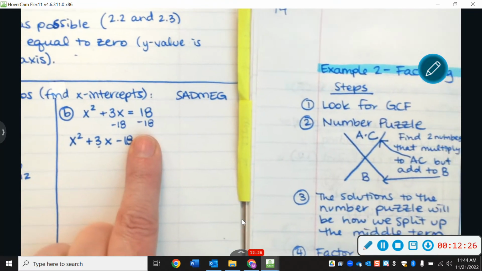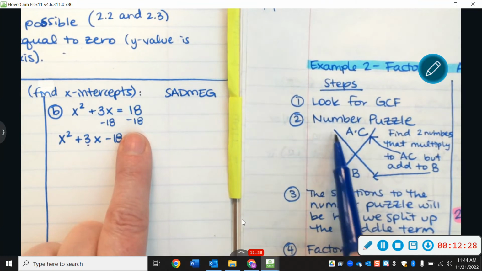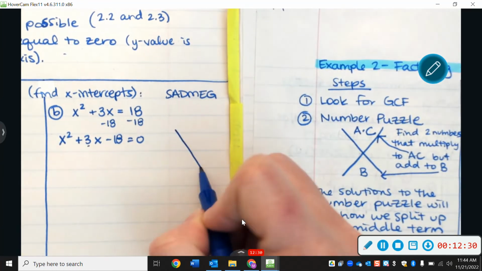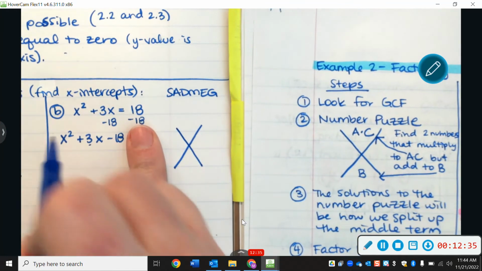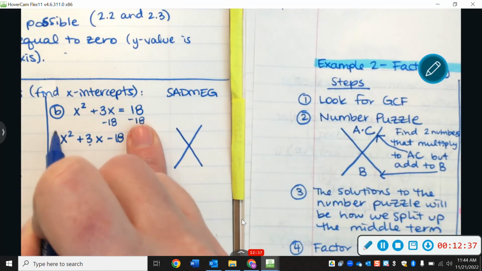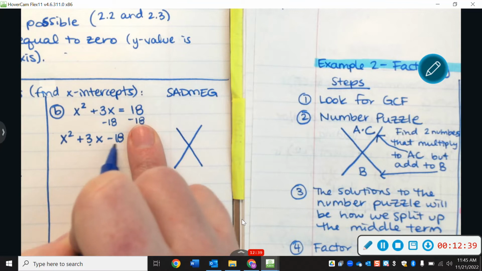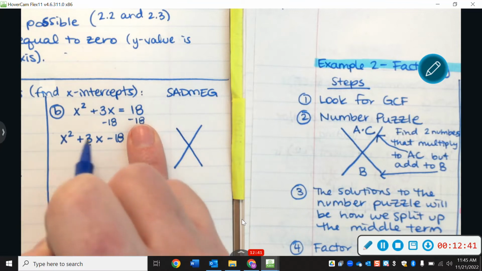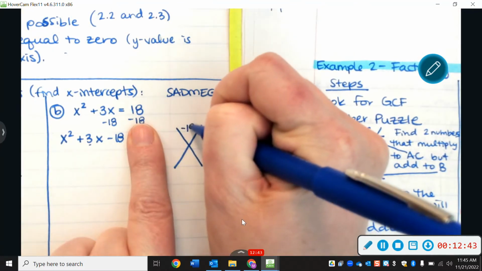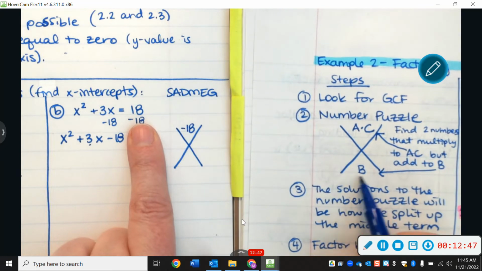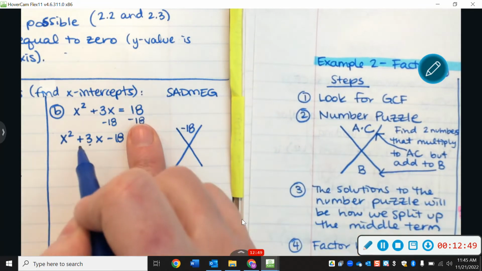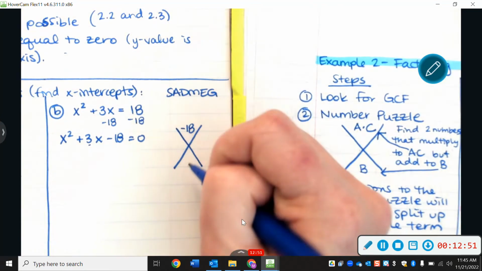So next I'm going to set up my number puzzle. And in that number puzzle, I'm going to go ahead and do the A value times the C value. So my A value here would be 1. My C value here would be negative 18. So 1 times negative 18 gives me negative 18. In the bottom of my puzzle, I'm going to put my B value, and my B value is that positive 3.